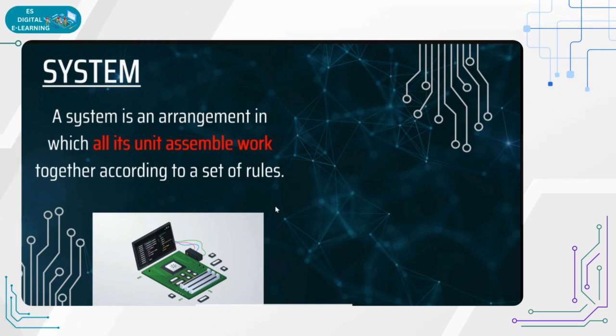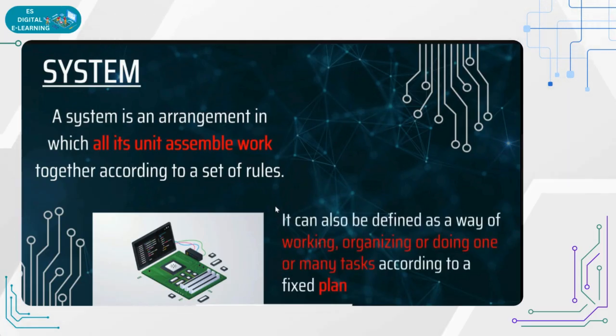So here, a system is an arrangement in which all units assembled work together according to a set of rules. It can be defined as a way of working, organized, doing one or many tasks according to a fixed plan. Like in a program, in a controller, we have mobiles. In the mobiles, we have only the processor, where we give complete instructions. So the processor will take care of the fingerprint or the face recognition, whatever instructions we have in the software. So that will be taking part, whether it is one task or multiple tasks.